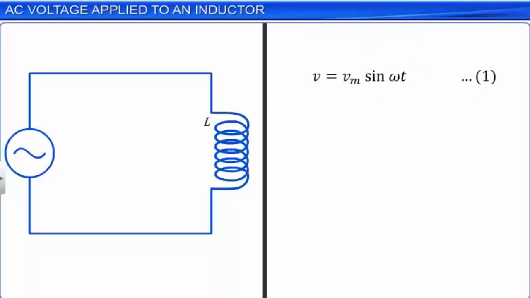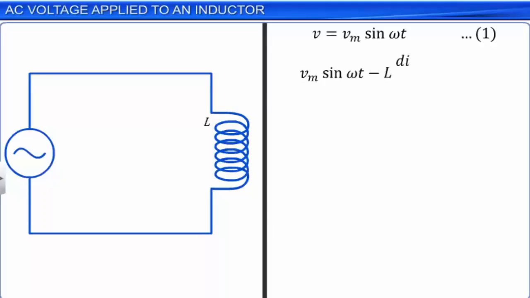Applying Kirchhoff's law to the purely inductive circuit, we get Vm sin omega t minus L di by dt equal to 0. Here, Vm sin omega t represents the potential difference applied across the circuit, and the term L di by dt represents the self-induced EMF in the inductor.